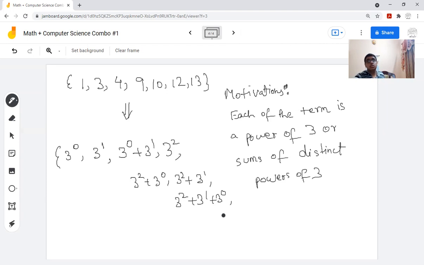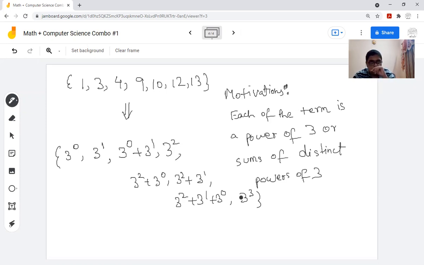And then you will notice that the next one would be 3 cubed. All the numbers from 14 up till 26 cannot be written as a power of 3, nor can they be written as sums of distinct powers of 3. So that's the thing.